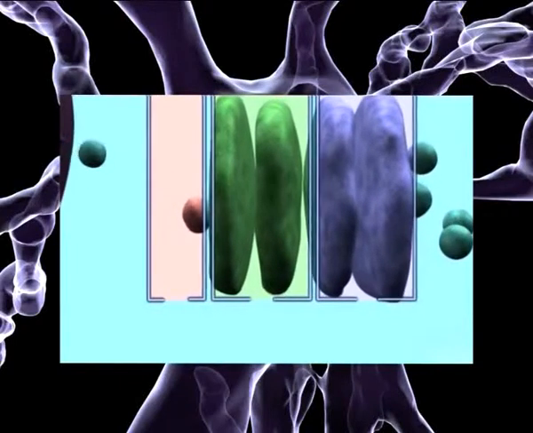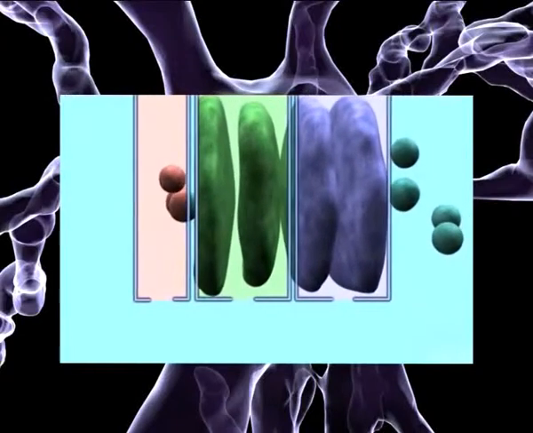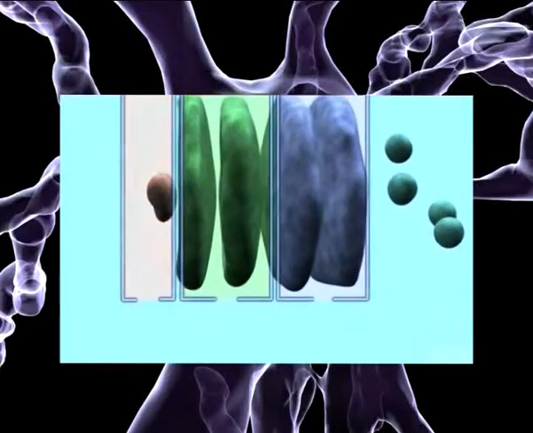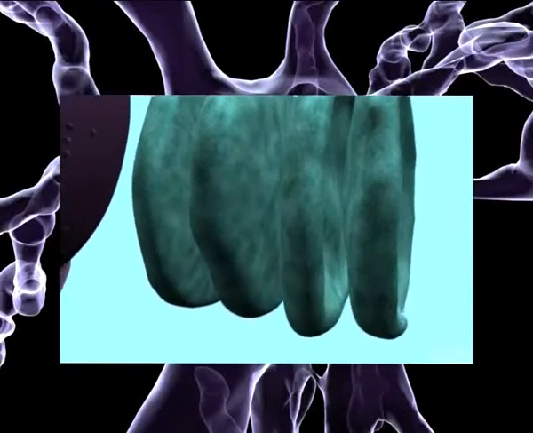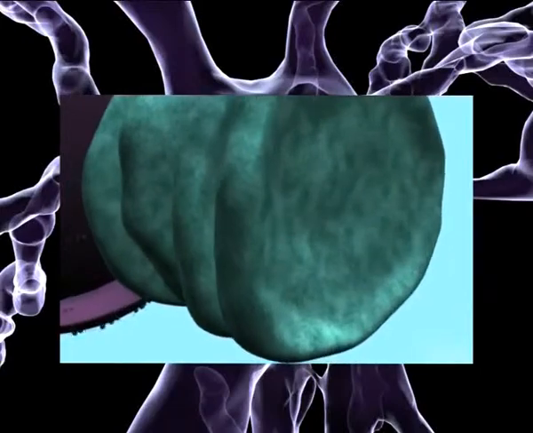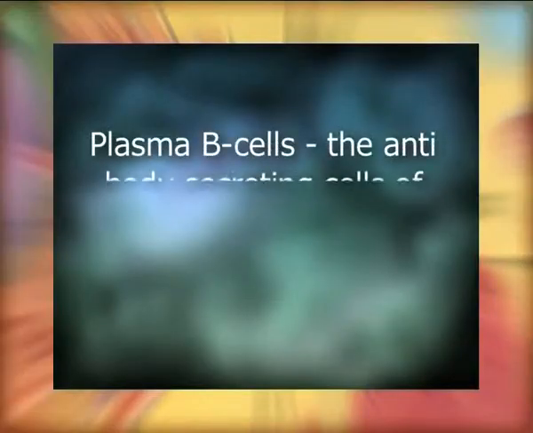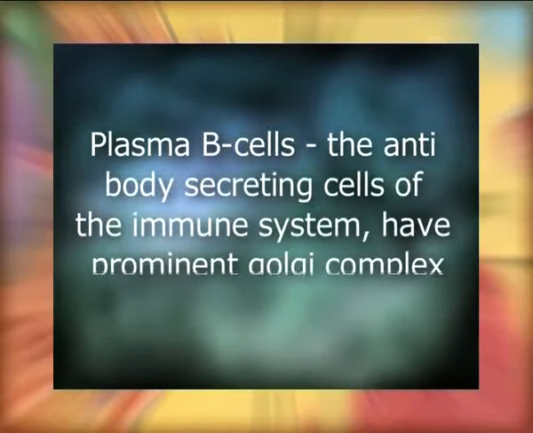As such, the Golgi apparatus tends to be more prominent and numerous in cells synthesizing and secreting many substances. Plasma B cells, the antibody secreting cells of the immune system, have a prominent Golgi complex.